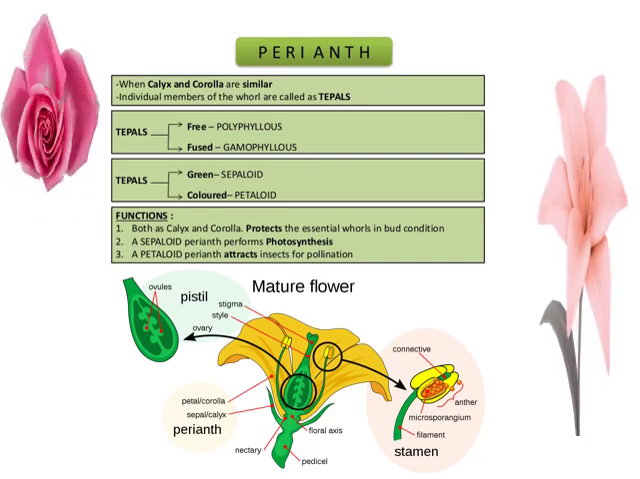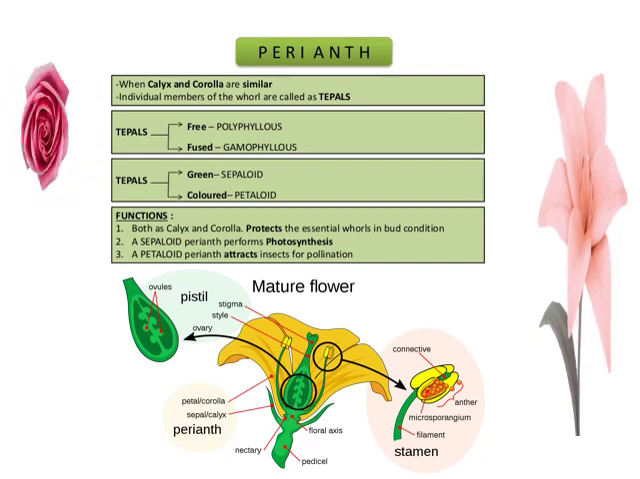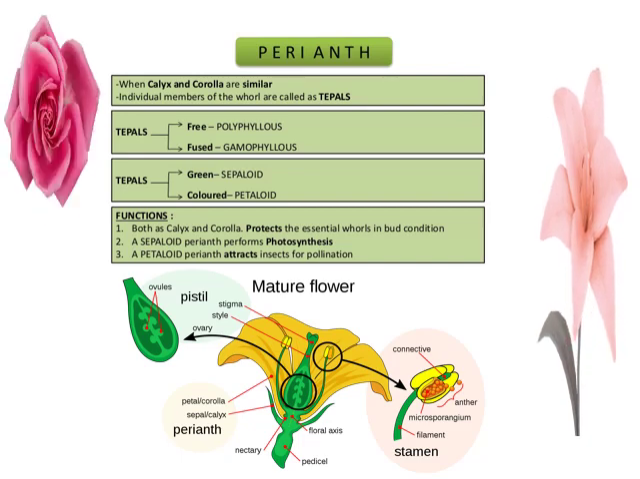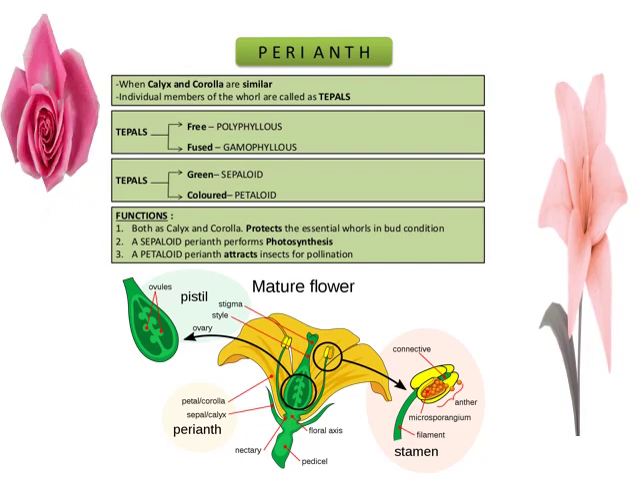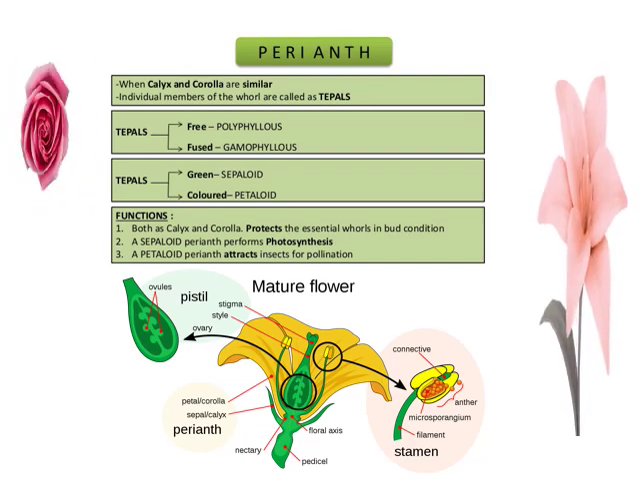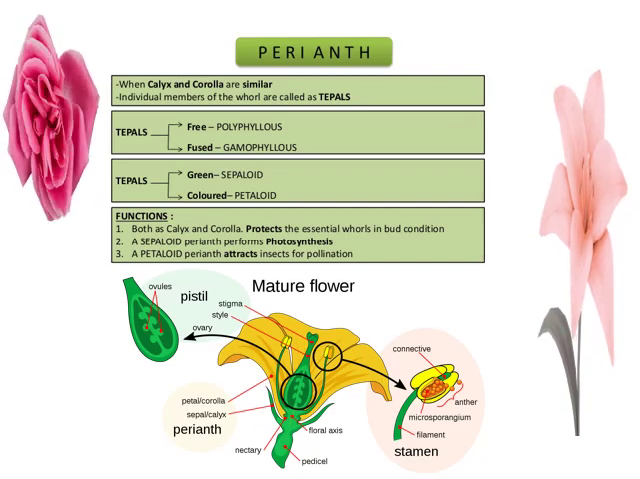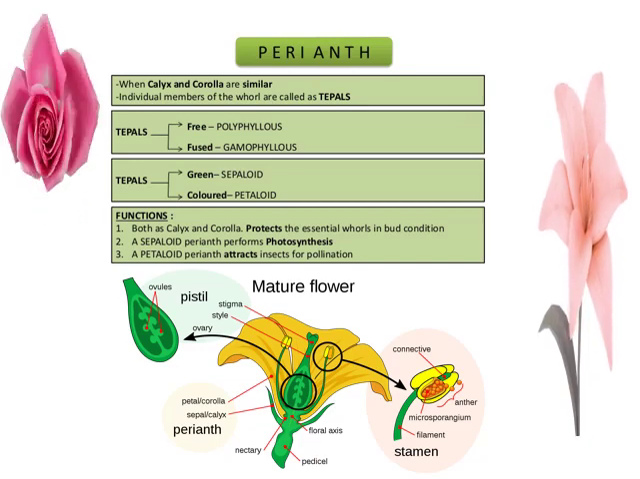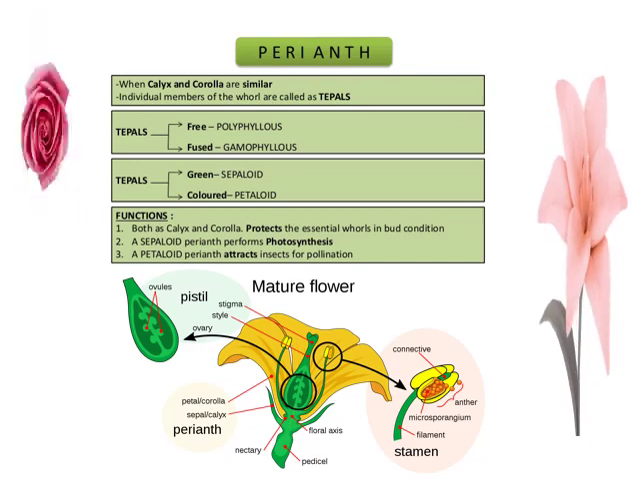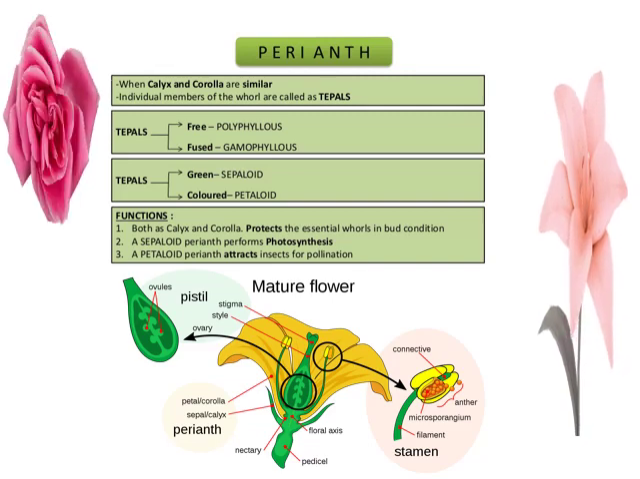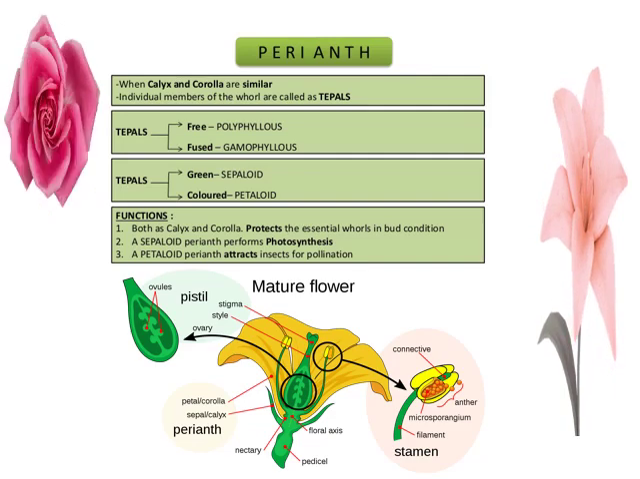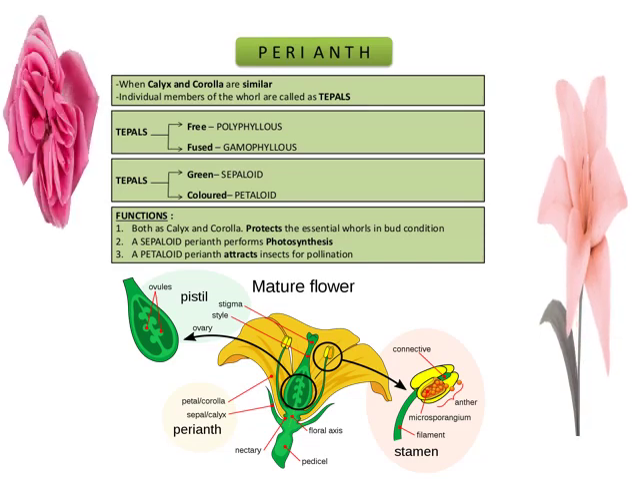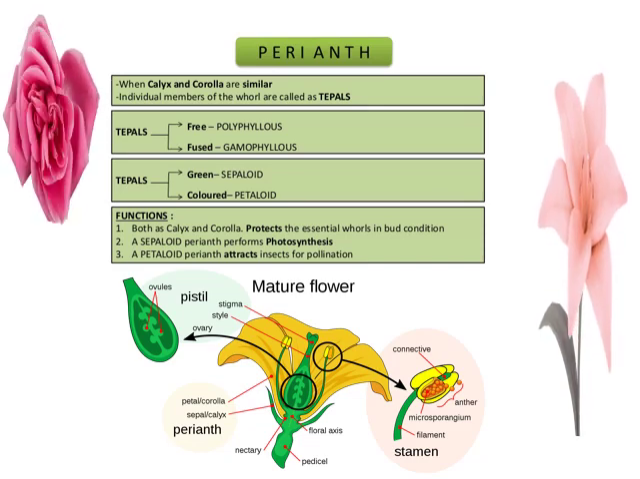Similarly, as sepal and petal, tepal is further classified into polyphyllous when all the tepals are free from each other, and when all tepals fuse together, they are known as gamophyllous. If tepals are green, then we call it sepaloid, and if tepals possess some color, then we call it petaloid. The function of tepals, as both calyx and corolla, is to protect the essential whorl in bud condition. A sepaloid perianth performs photosynthesis. A petaloid perianth attracts insects for pollination.